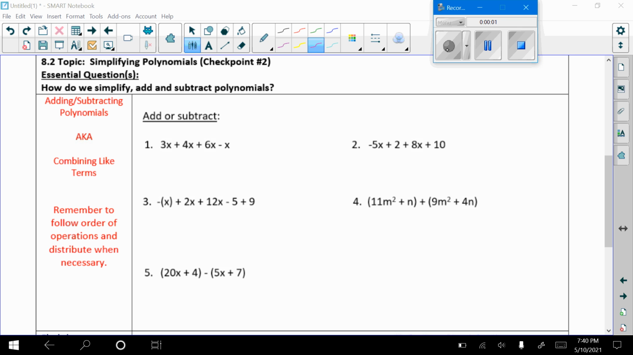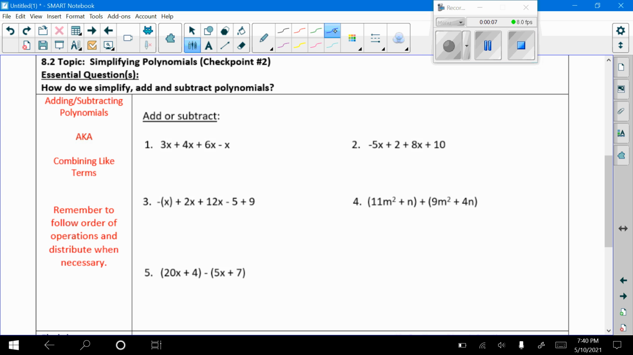All right, so as we continue with 8.2, simplifying polynomials, this is also checkpoint 2. We're going to do a little bit of combining like terms. This is a review, so adding or subtracting accordingly. The first three are really combining like terms that we're used to. Then we're going to get into adding like polynomials per se. So starting in with combining like terms.